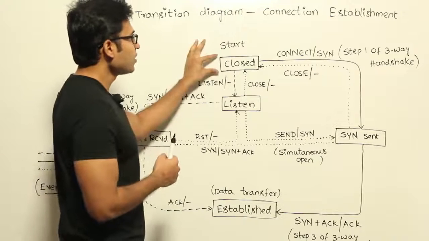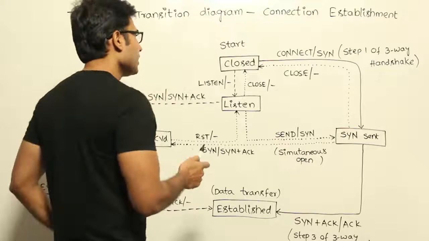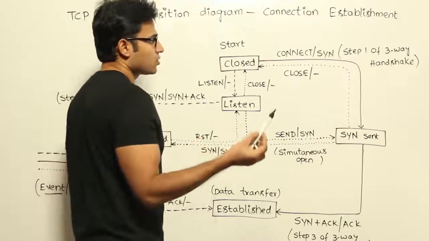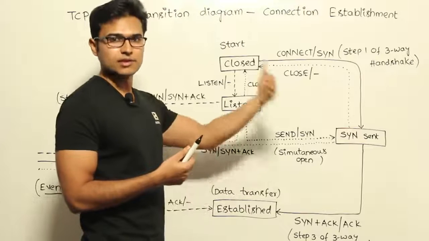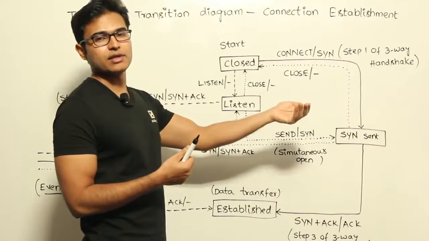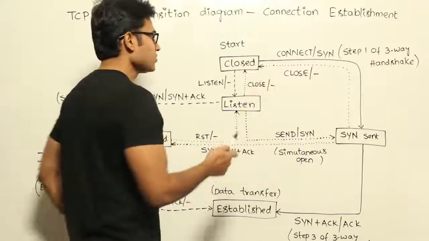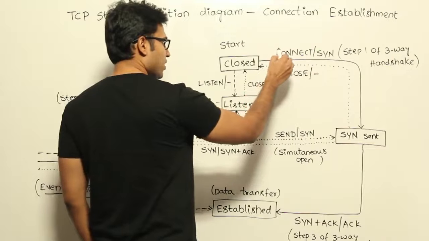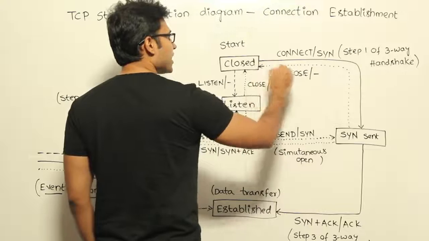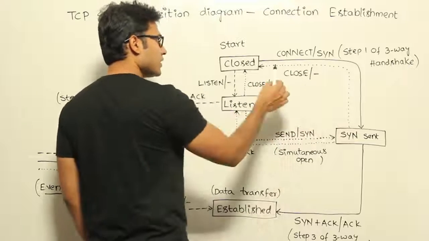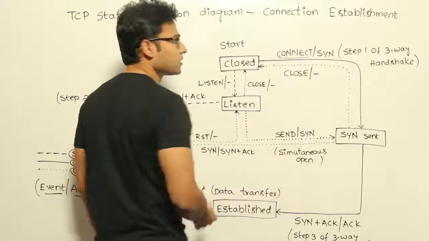Initially both the client and server are in the closed state. Generally the client side starts the connection. The client side has to send the SYN packet, and only then will the connection get started. On the client side, this bold line says that this action is taken by the client. The client is going to call the system call called connect.